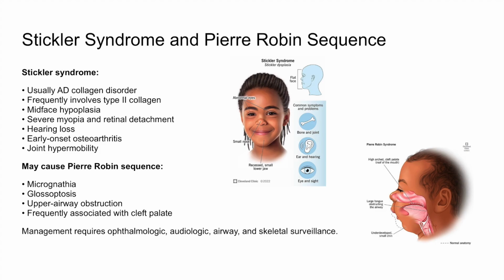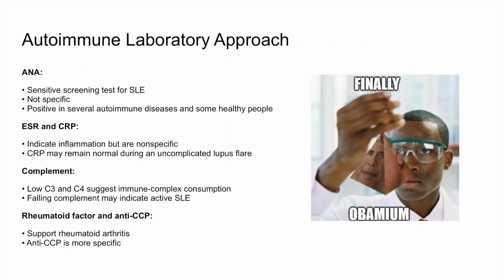craniofacial, and skeletal surveillance. The combination of facial abnormalities, major eye disease, hearing loss, and early arthritis should suggest Stickler syndrome. Autoimmune testing should begin with the clinical presentation rather than a large indiscriminate panel.